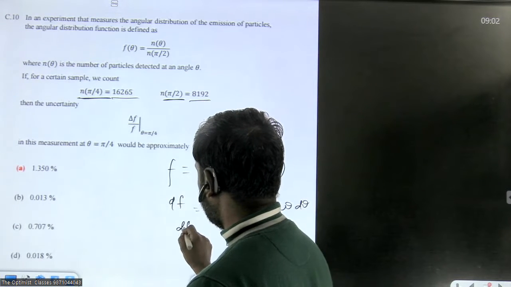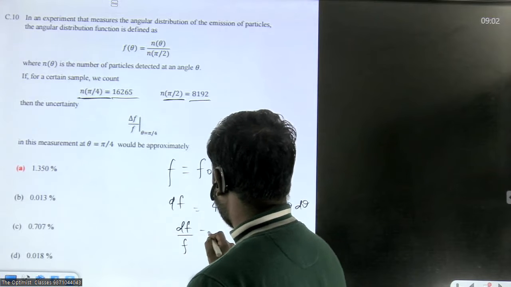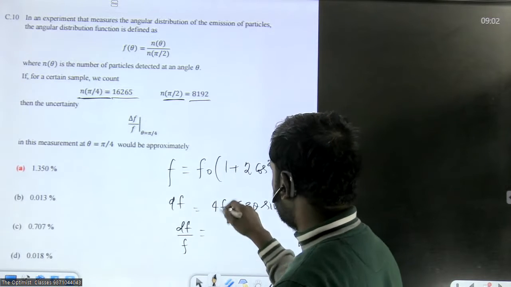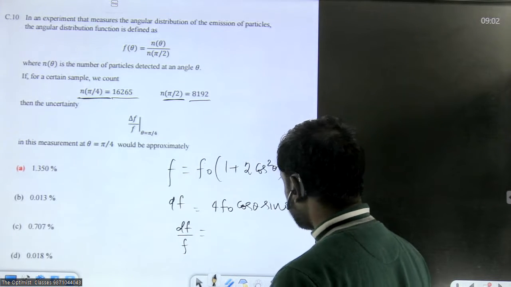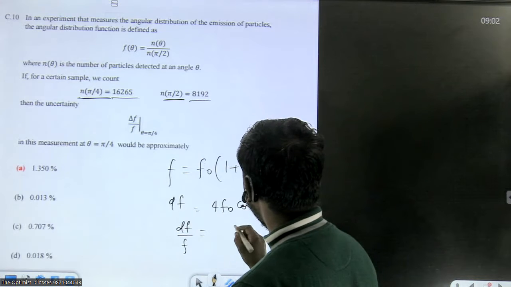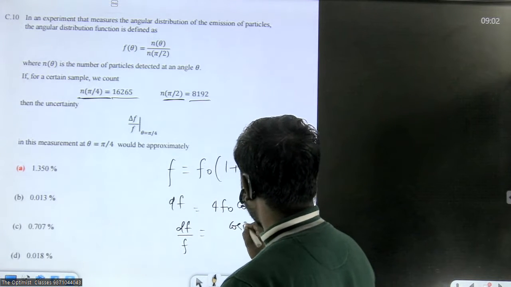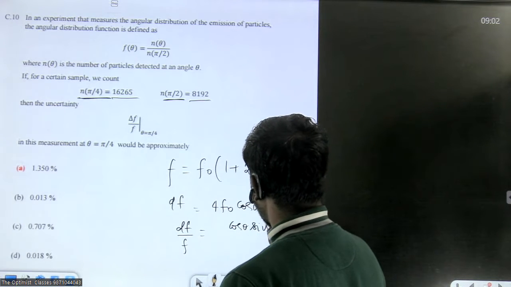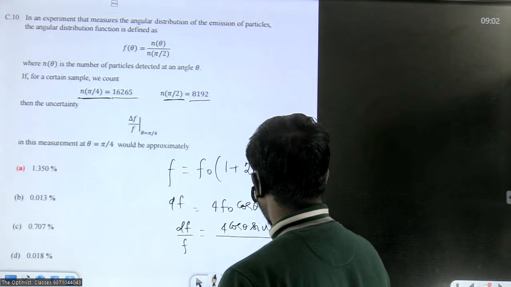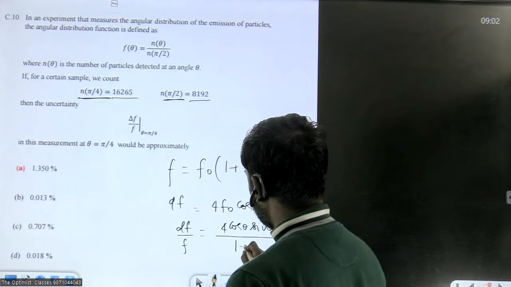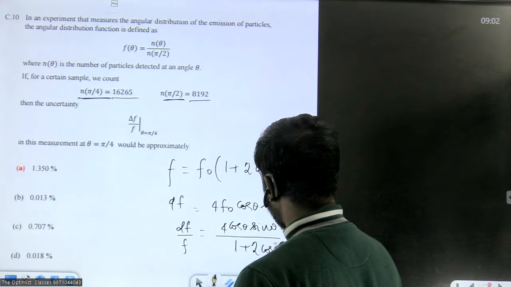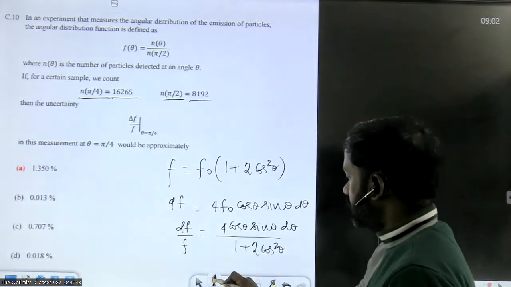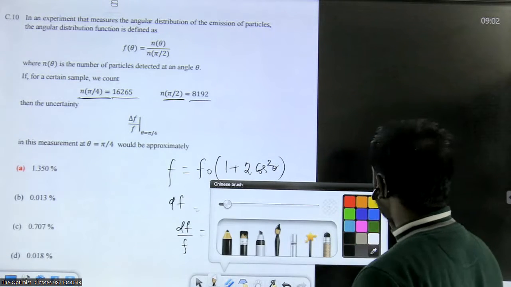So df by f we can write. If you divide the two, f naught will cancel out, and you will get cos theta sin theta 4, divided into d theta and divided by 1 plus 2 cos square theta. This we are getting, but we have to evaluate it at pi by 4.